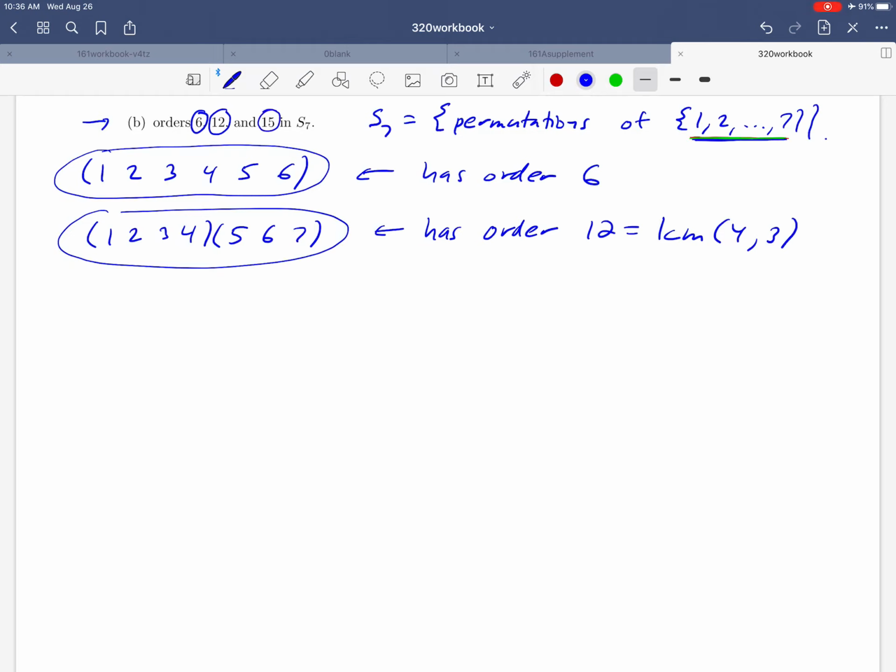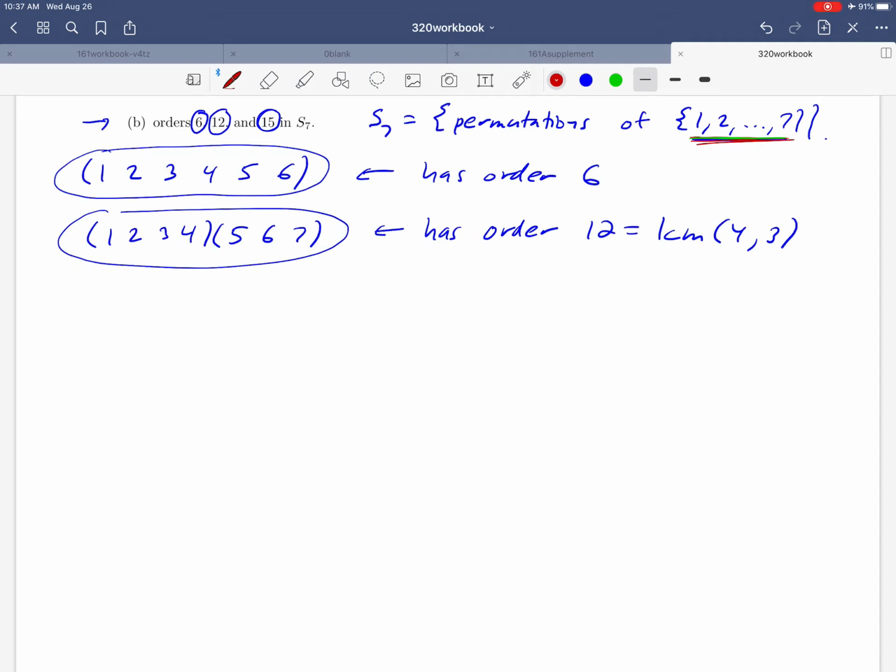Now, what about 15? Can we find an element of order 15 in S7? If you think about this, ask yourself, how might we get the number 15 for an order? One possibility would be a 15 cycle. We know that we can't do that because we've only got 7 numbers in our set. So the only other possibility is to maybe get 15 as the least common multiple of a product. And what comes to mind for me is the least common multiple of 3 and 5. That's a possibility, but does that work in this set? If we had a cycle of length 3 and another disjoint cycle of length 5, 3 plus 5 is 8. That's more elements than we have in our set.